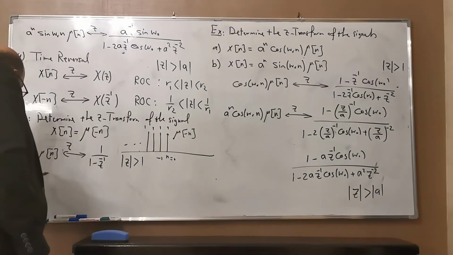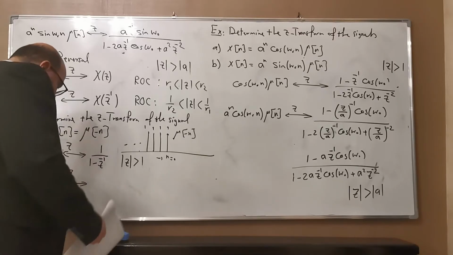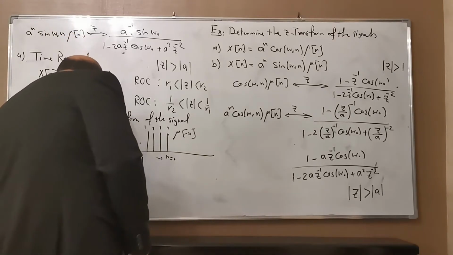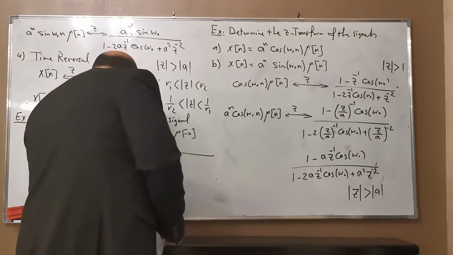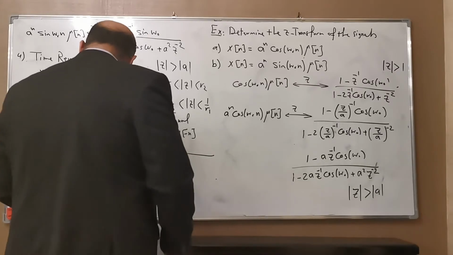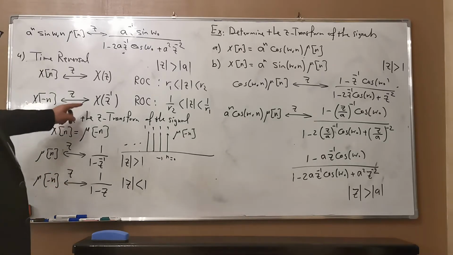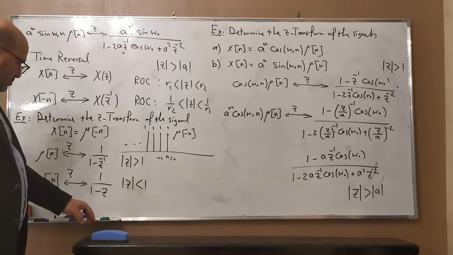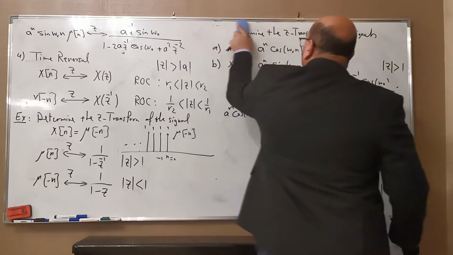u of minus n has the z transform as 1 over 1 minus z, and magnitude of z is less than 1. So you have, this is a left-sided sequence, this is a right-sided sequence, and this is the z transform based on the time reversal property.